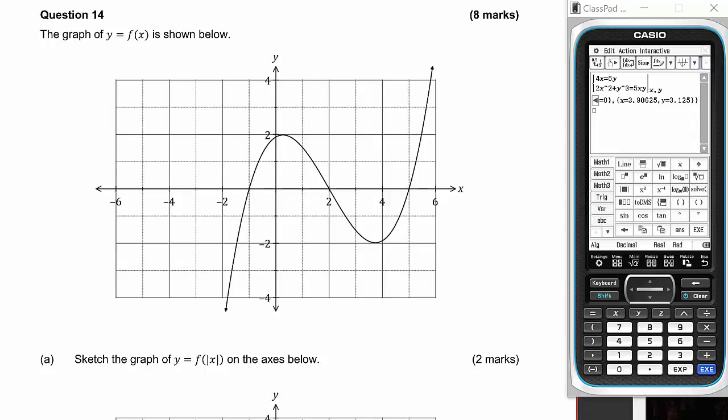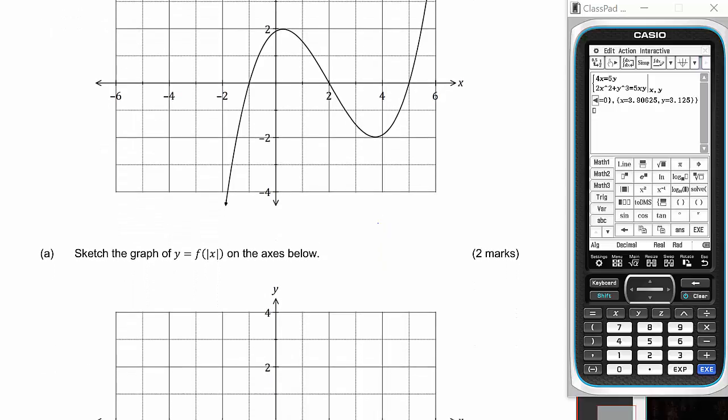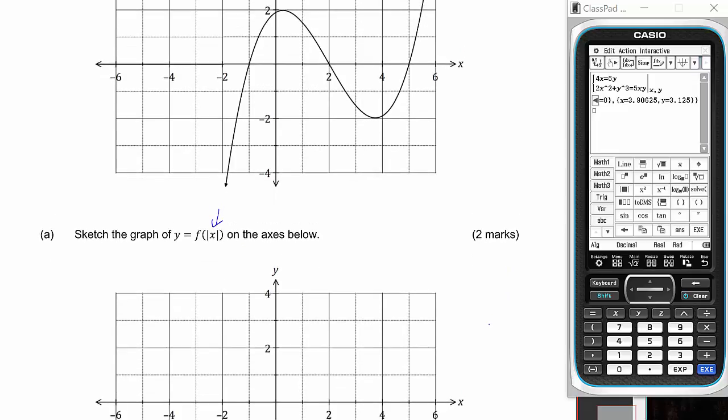The graph of y equals f of x is shown below. So we want to sketch y equals f of mod x. Now remember, that's the mod inside, which means you get a reflection in the y-axis, not in the x-axis.